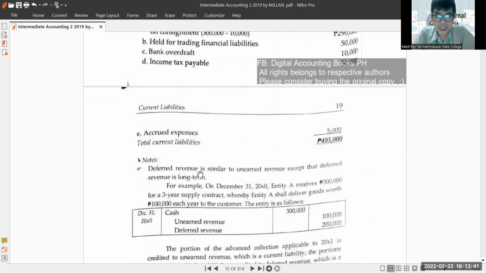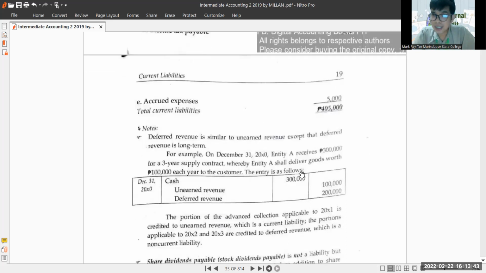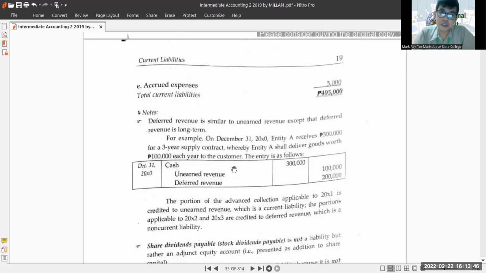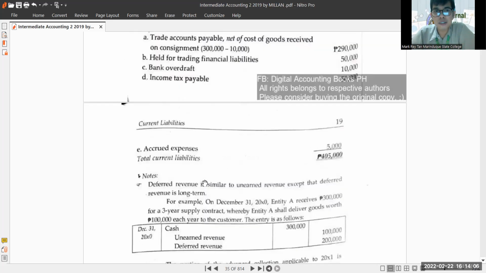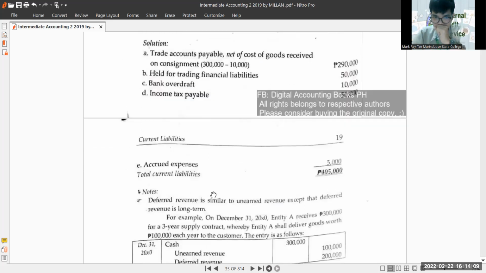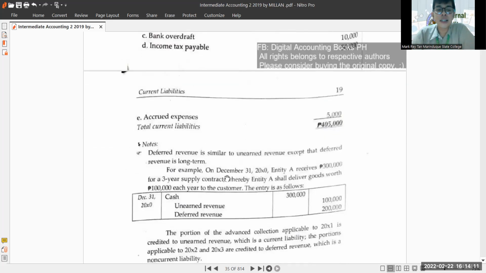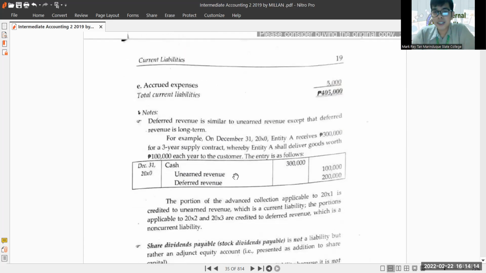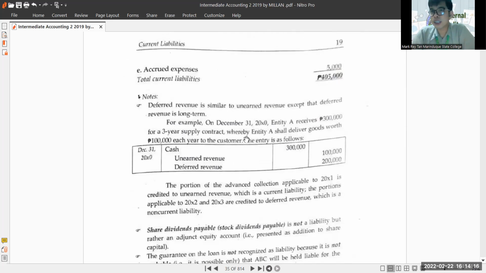So I read, buti na lang, meron ditong explanation. Ang sinasabi niya dito, tama naman ako. Deferred revenue is similar to unearned revenue, except that deferred revenue is long-term. So, I don't know, no? I mean, until now, hindi ako convinced na kung makakita ko ng deferred revenue, for me, current yun. Pero siguro kailangan ko pa ng other example, another set of problems na ganito rin yung naging solution.